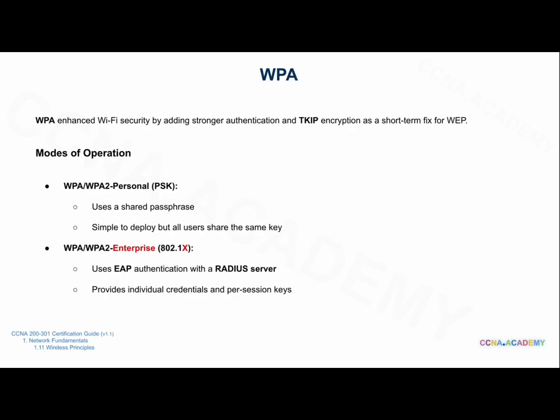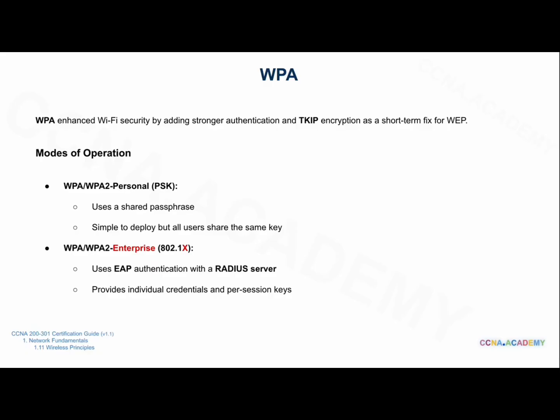WPA and WPA2 introduced major improvements in wireless security. WPA used TKIP as a security patch, but WPA2 established AES-CCMP as the industry standard. Both support personal mode with a pre-shared key and enterprise mode with 802.1X authentication.